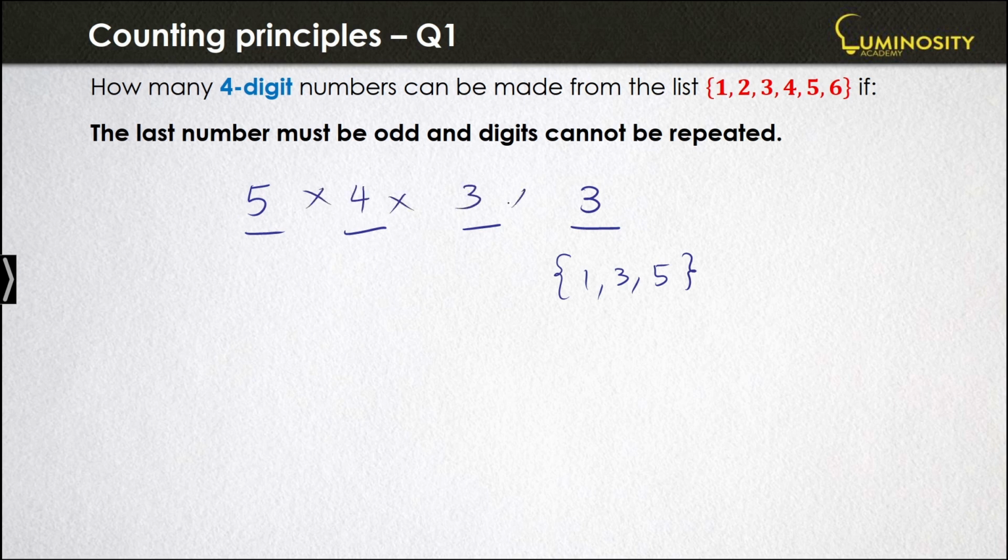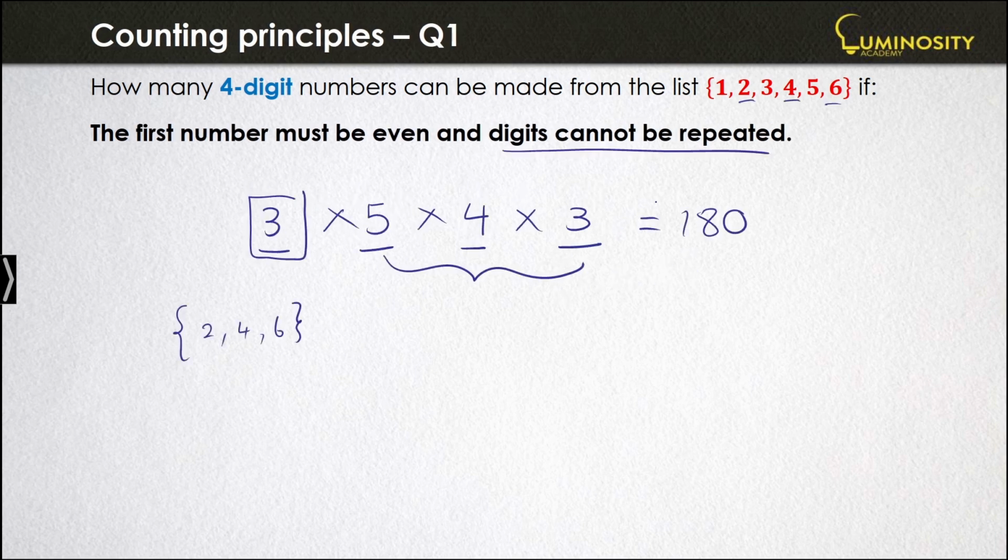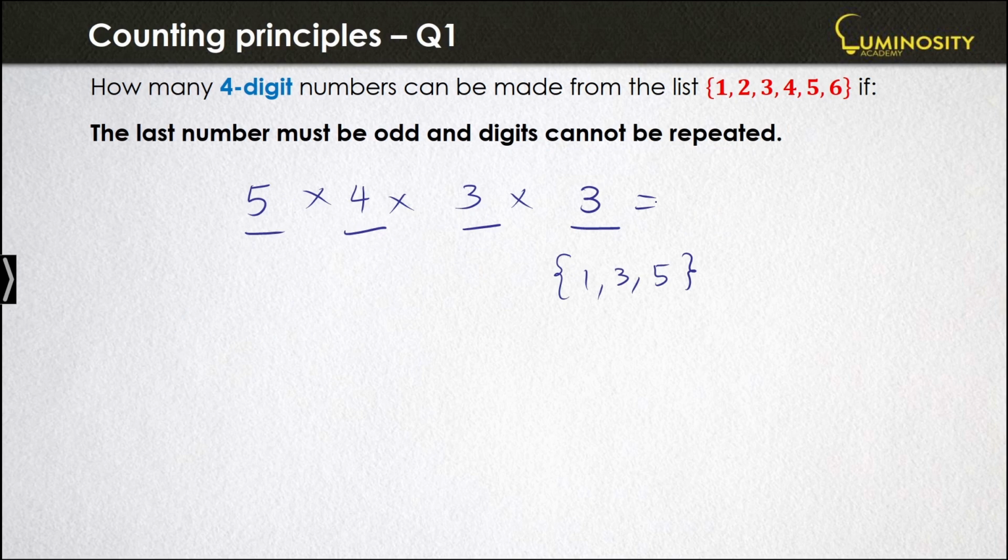So by the fundamental counting principle, this is exactly the same as the last one, just that now, instead of the first number being even, the last number must be odd. So this will give us 180 different 4-digit numbers.